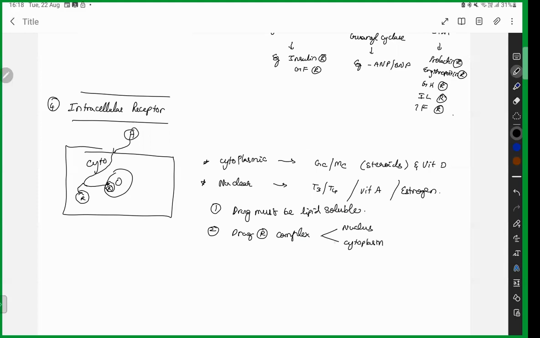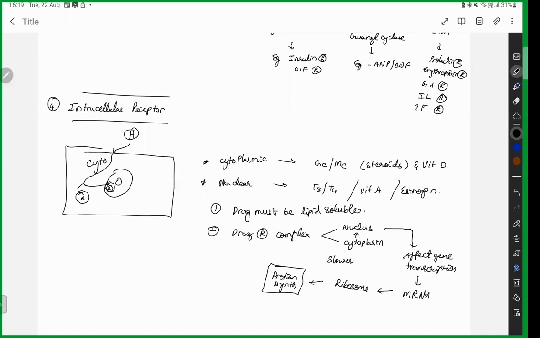Even if it forms at the cytoplasm, it will be entering the nucleus. Then from there, what happens? It is going to affect gene transcription, so that gets converted to mRNA. From mRNA, it gets converted into ribosome, and the ribosome does protein synthesis. So this is going to be the slowest mechanism.